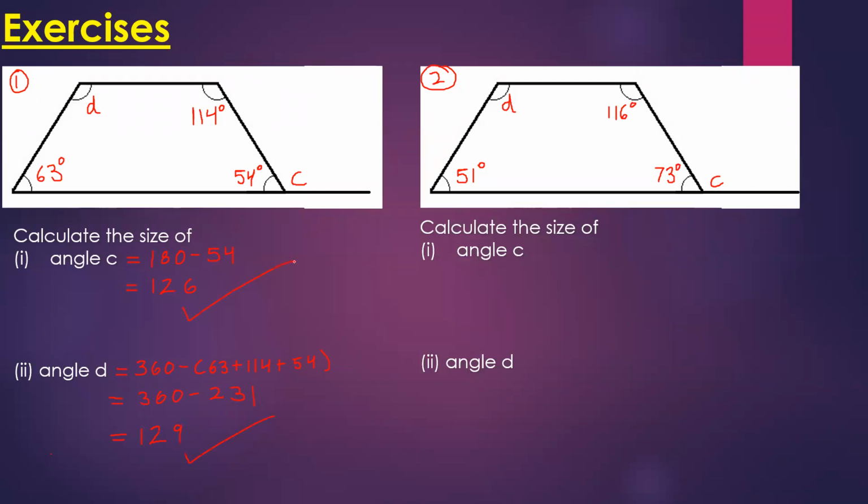All right. Why do we use 360 degrees? Because all of the angles inside a quadrilateral add up to 360. Very good. Then we have angle C.